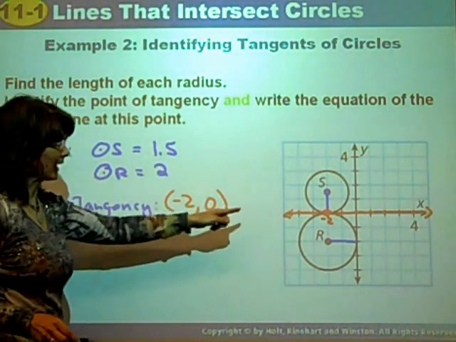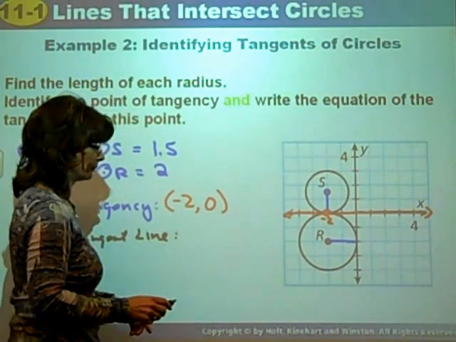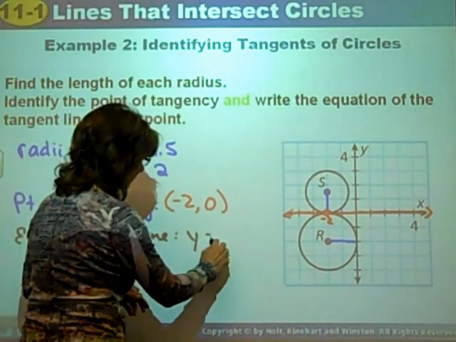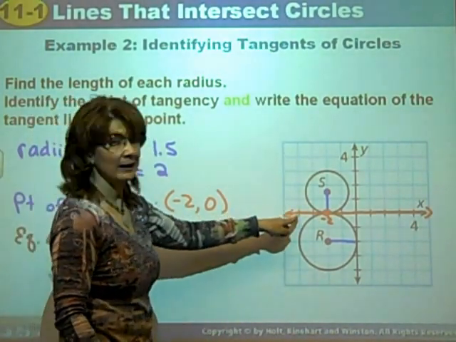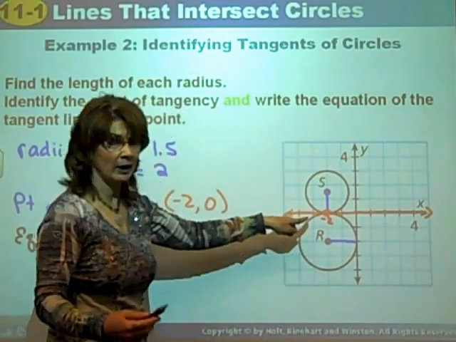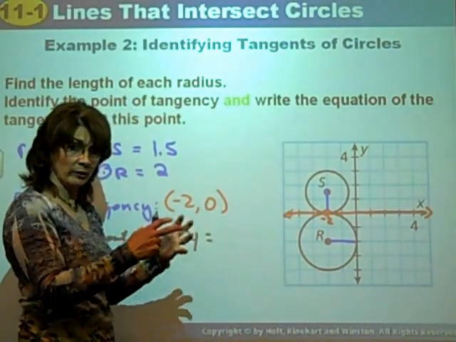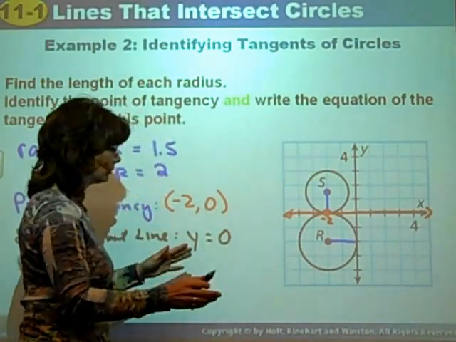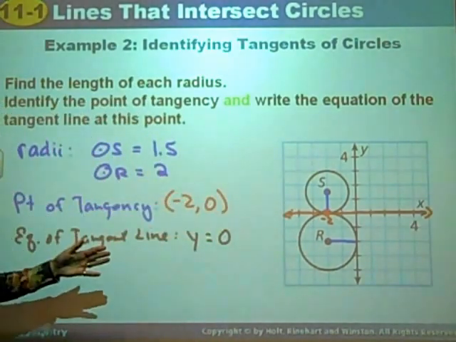Horizontal lines all have the same y-coordinate. So in this case, y equals, and every point on this line on the x-axis, the y-coordinate is 0. So y equals 0 is the equation of the tangent line.